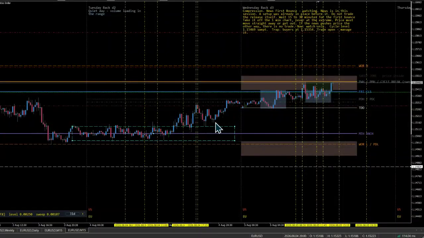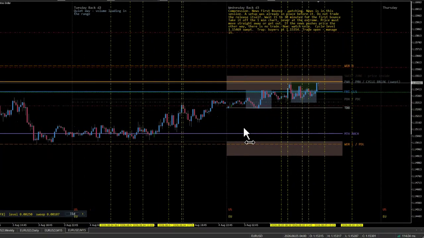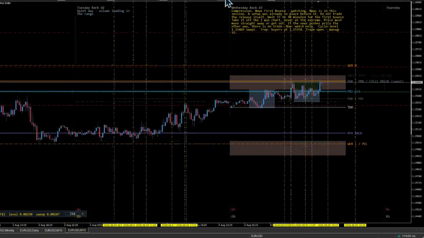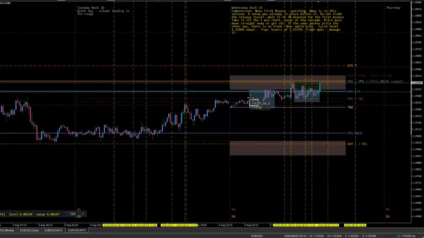Okay, same kind of thing here. This morning I said the same thing. Guys, this is the opening range for the day. And Asia, look at what Asia did. Asia went up. So it pretty much gave us a heads up and it never came back down.